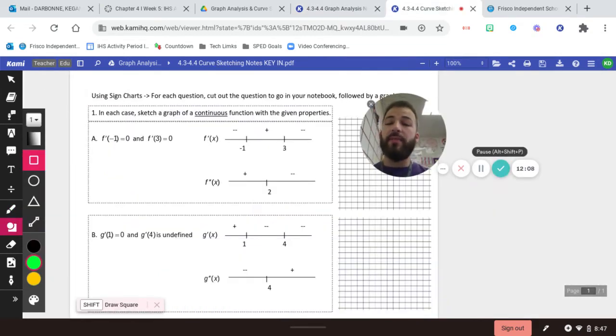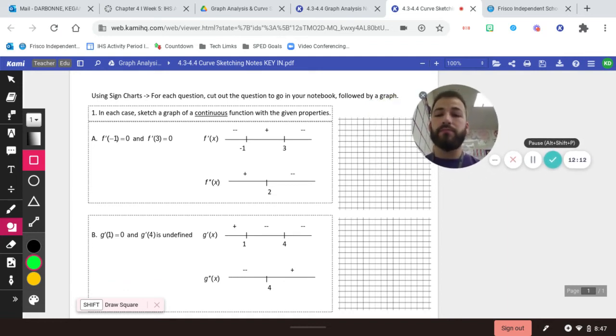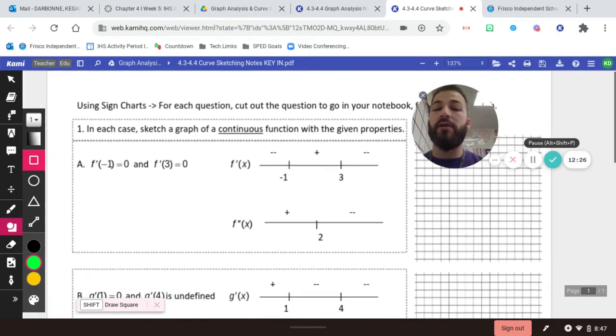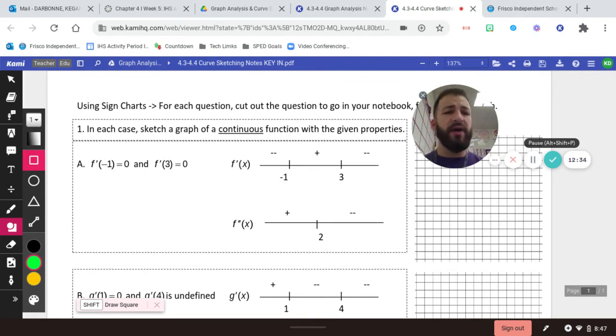So now, y'all, we're going to talk about curve sketching really quickly. Curve sketching is this idea of using our sign charts, using our information to actually sketch a quick little picture of what the curve looks like. Okay, so we're going to look at number 1. So number 1, we have a continuous function. All of the functions we're graphing today are going to be continuous. That's very important. That means no asymptotes, no holes, no weird funny business.